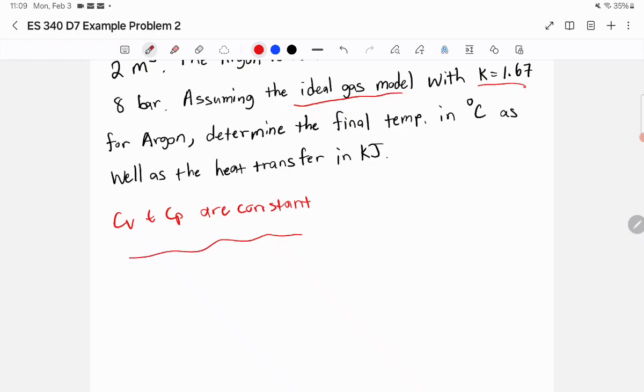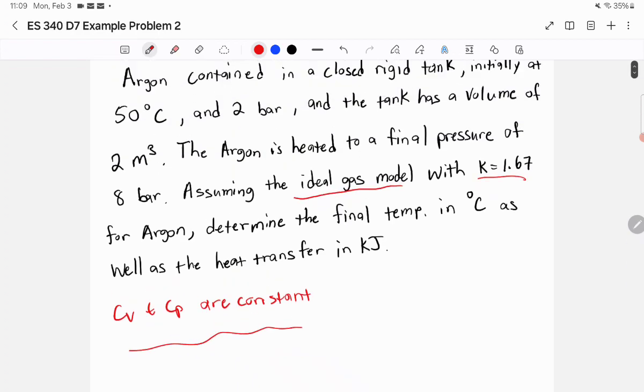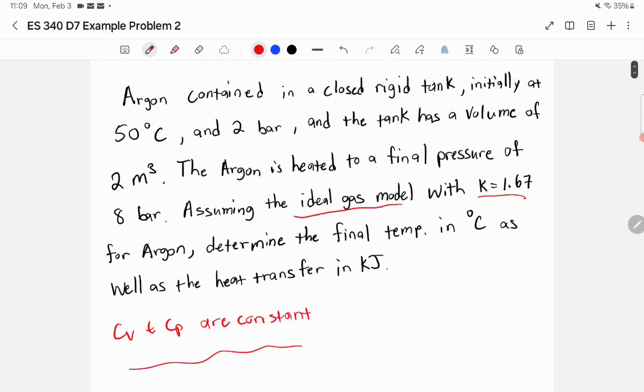Okay, so I'm just going to make a note of that just by immediately reading this off. These are things that you should be thinking about when you're working through these problems. Okay, it's an ideal gas. It has the value of K. That means I can figure out what CV and CP are because they're constants. Things like this. Okay, so this is just a way of working through these problems.